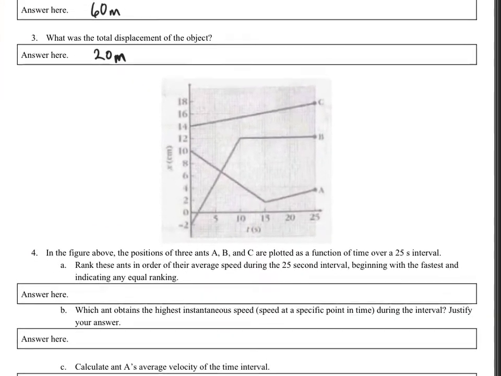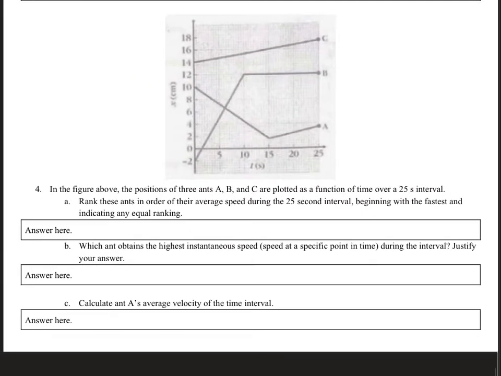All right, let's move on. You have 3 different ants, A, B, and C, and this is how their motion is plotted. So rank these ants in order of their average speed during the 25-second interval, beginning with the fastest, and indicate any equal ranking. Well, speed is distance over time. So let's find this for all 3. So the time is the same. They all are traveling for 25 seconds.